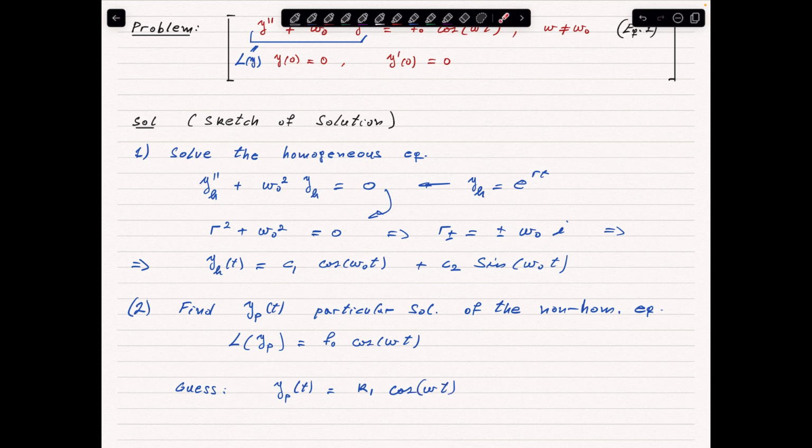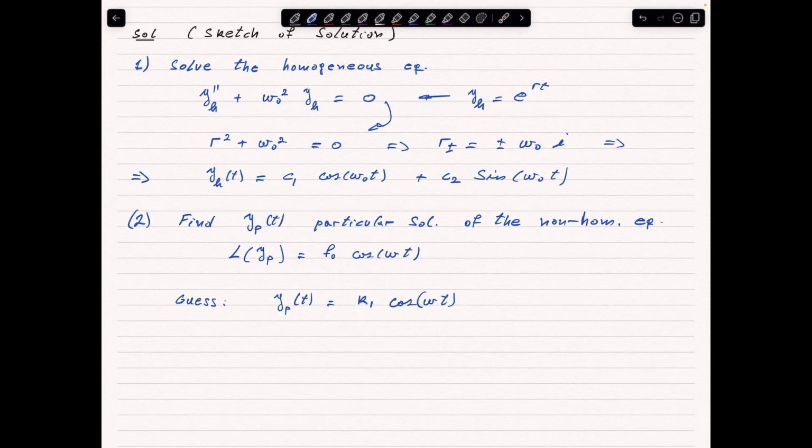k1 is the undetermined coefficient in our guess. We are going to put this function in here, and the equation is going to determine what is the constant k1. And notice that this is a good guess in the following sense. Good guess, because what happens when we put that function into the differential operator?